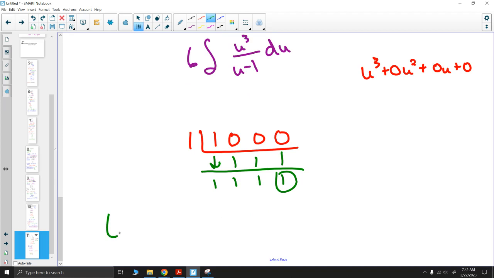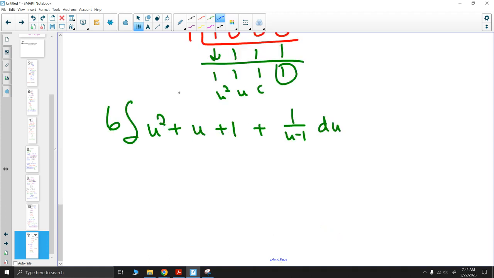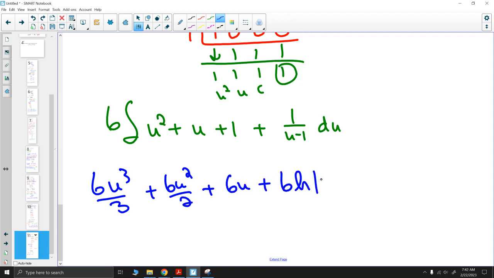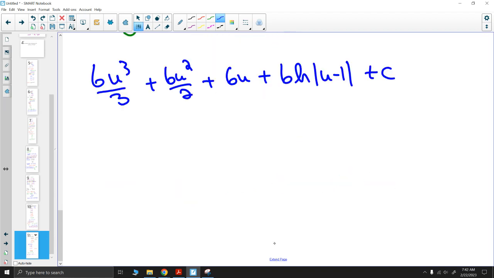We have 6 times the integral of 1. So this is remainder, constant, u squared. So that would be u squared plus u plus 1 plus 1 over u minus 1 du. All right, we don't have to do any partial fraction expansion with this thing because this is nice and simple. So we'll just integrate this. This is 6u cubed over 3 plus 6u squared over 2 plus 6u plus 6 natural log of u minus 1 plus c. And now we replace our u.